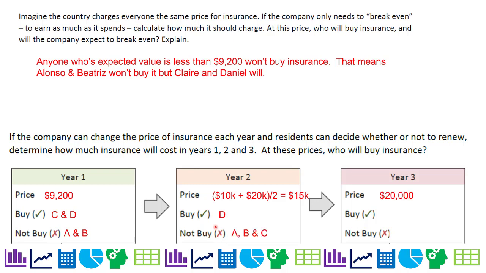And then finally, the price in year 3 is Daniel's. He'll probably go ahead and buy it because it breaks even for what he's going to do. And at least it covers it in case he does have a $40,000 surgery. Now, the people who won't buy it will be A, B, and C.